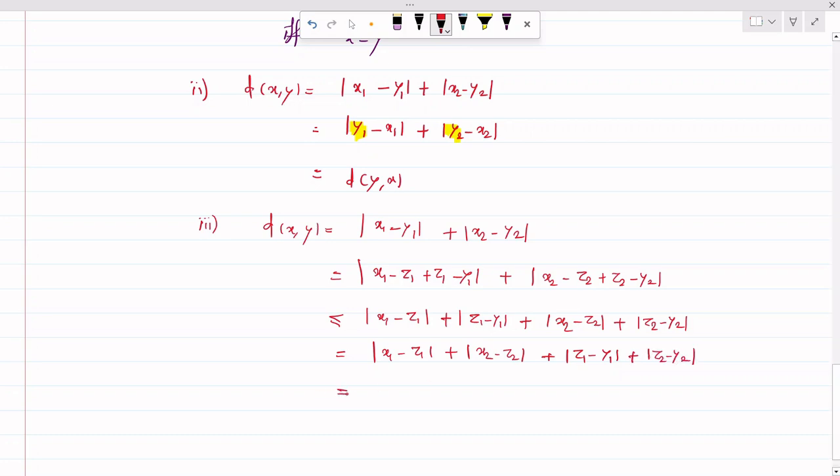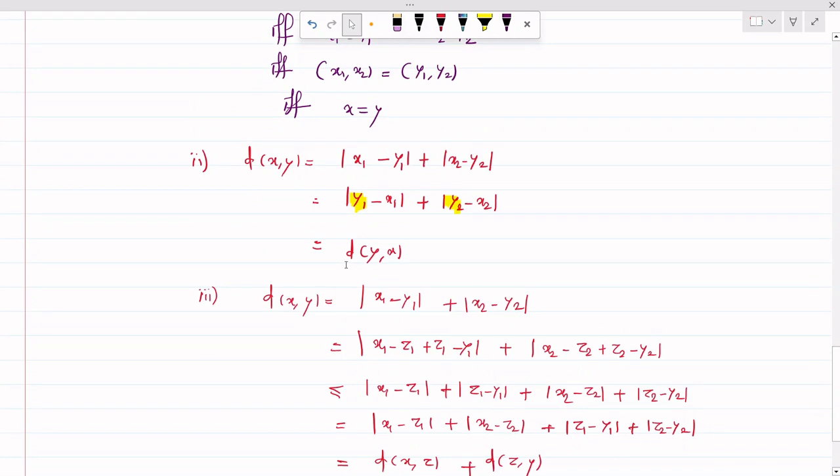So simply we can find it here that x1 x2 are in the first position, z1 z2 are in the second position. So as per the definition, this is d of x comma z plus, z1 z2 are in the first position, y1 y2 are in the second position. So this is d of z comma y. So we have established that d of x comma y is less than or equal to d of x comma z plus d of z comma y. So this particular d1 is also a metric.